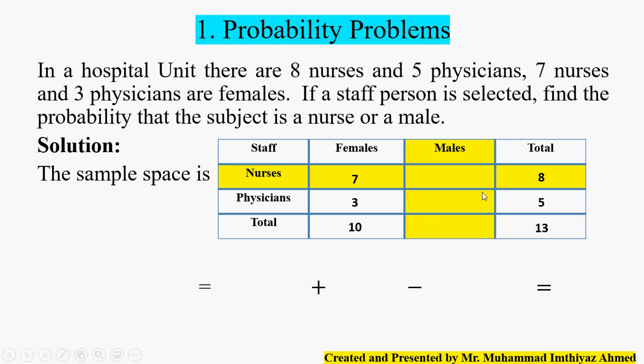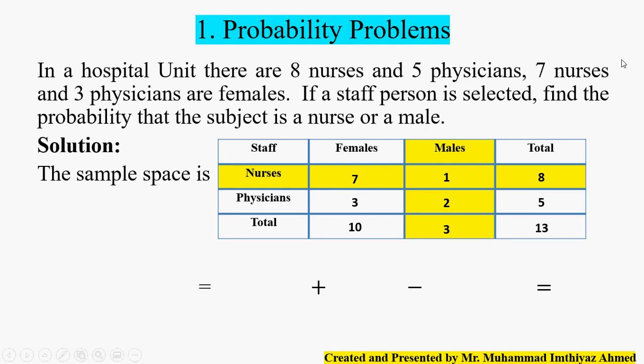Now, to find out the total of male, we need to take the total 7 females and minus with the total 8. So we will get 1 male. Same way with regard to physician, we need to take 3 minus with total 5. So we will get 2. So this total male will be 3. So this is the first step. We need to do a sample space.